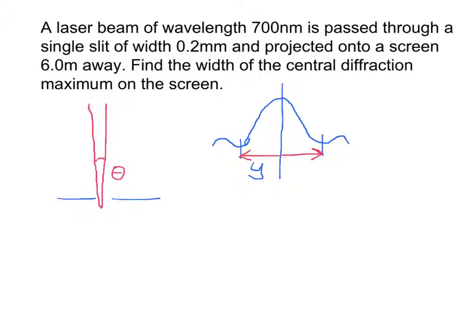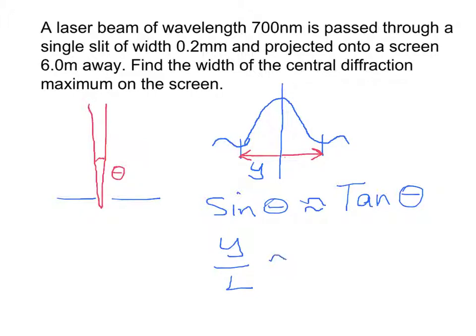So if theta is very small, we immediately remember that sine theta is approximately equal in this sort of situation to tan theta. Writing on an iPad's never that easy. Therefore, what we end up with is that y divided by L is approximately equal to lambda over d, or in the case of a single slit we might call that a. So what we need to know now is what's our data.